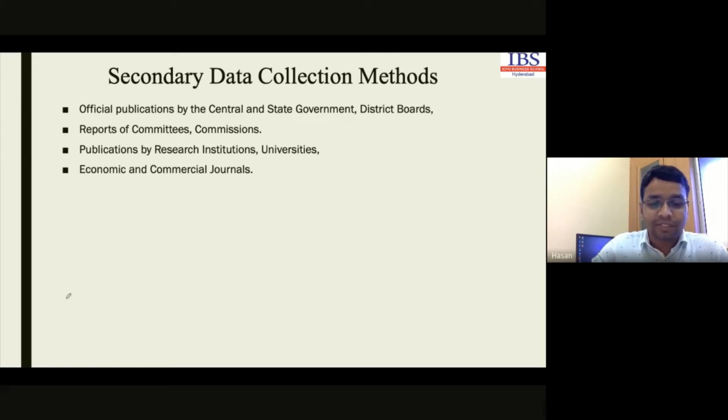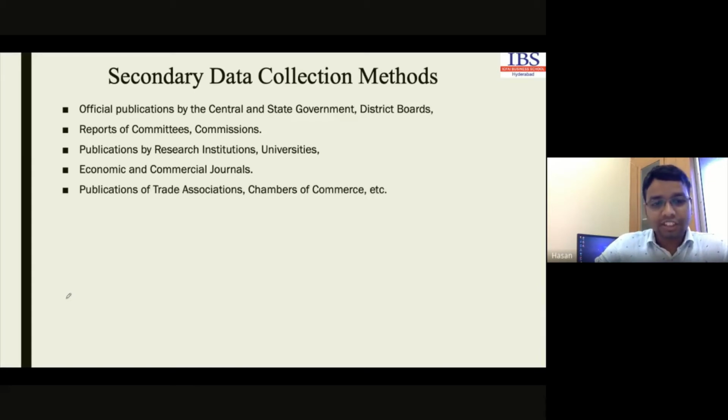Next one is economic and commercial journals, the same thing. These are basically the sources of secondary data. They collected the data on their own; for them the data was primary, but they processed it and published it. After publication, data becomes secondary. We don't have any control there, so we have to work on the published data only. Another one is publications of trade associations, chambers of commerce, etc. Each and every source is related to published data, so whenever we use published data, it will be secondary data.